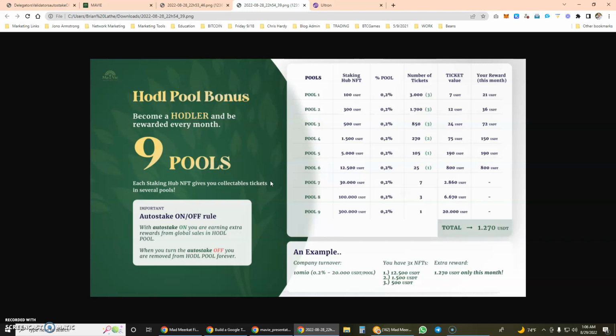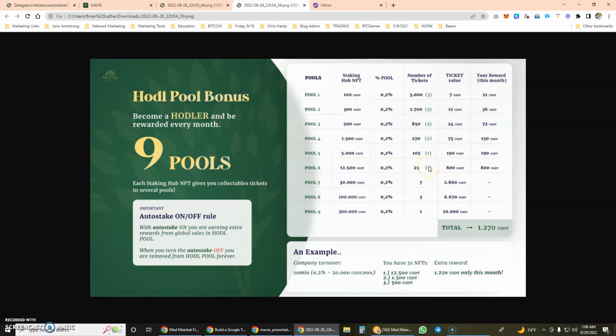The benefit if you purchased prior to August 4th was that you got it for a penny. The benefit that you get after August 4th is that you get this Huddle Bonus. In the example that they have here, you purchased 3 NFTs: a 12,500 USDT, a 1,500 USDT, and a 500 USDT. So that means the first one you purchased was the 12,500.